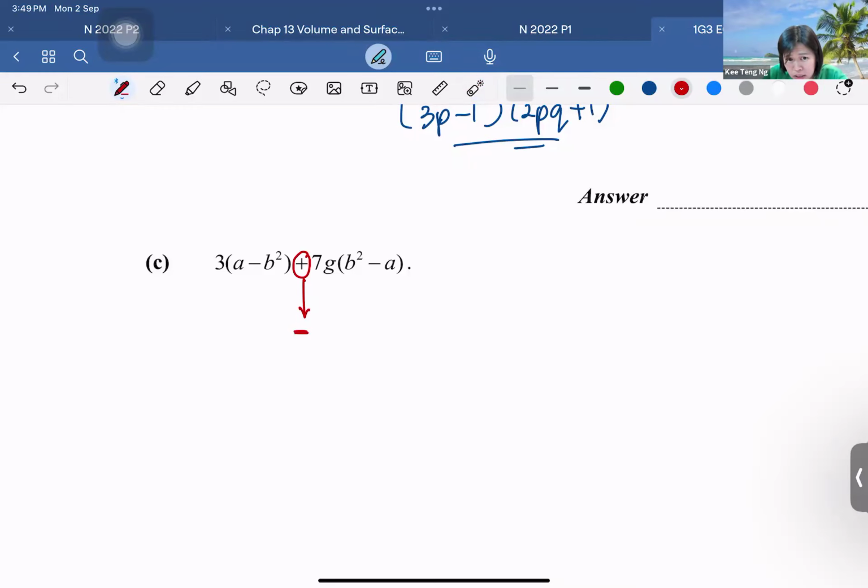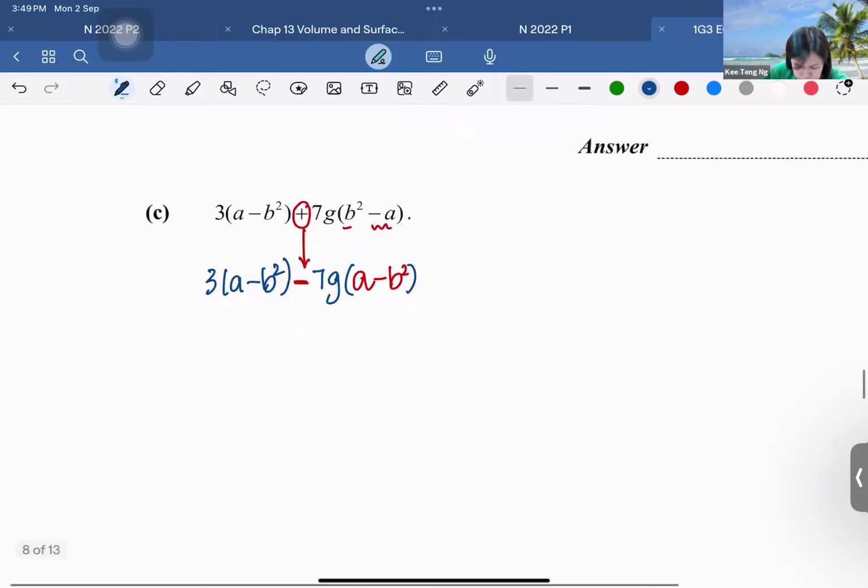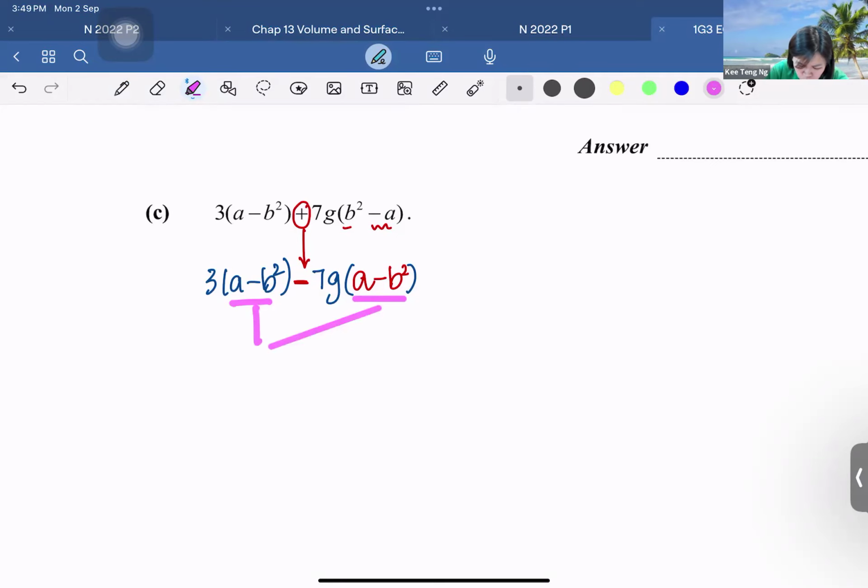Multiply by a negative number. So this one becomes negative 7g. And while I have negative B squared, now it becomes negative B squared. Negative A now becomes positive A. Now they are the same sign. So when they have the same sign, the factor that is repeated, we only write it 1 time. Then the remaining factors, 3 minus 7g.